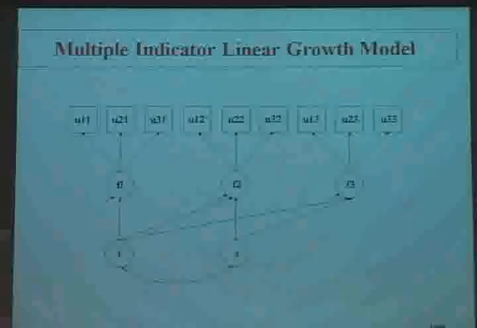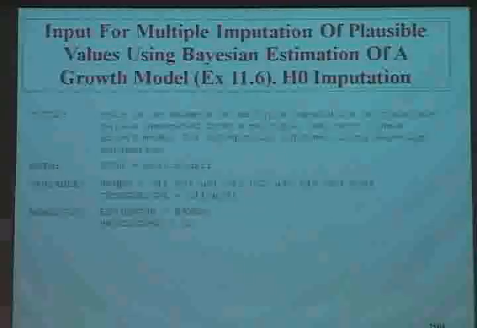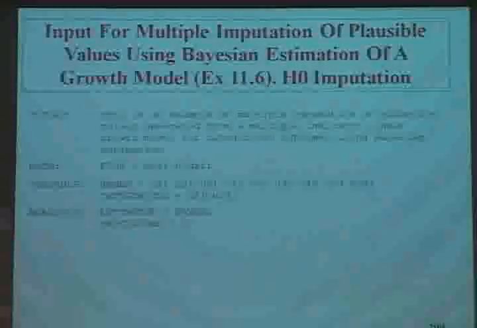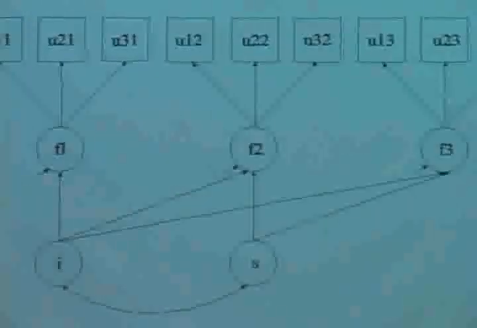Okay, so we're going to move to the next example, and that's an example of H0 imputation. And here we have a multiple time points growth model. That's the model here. I'm going to go through the input. You have the 9 categorical variables, these 9 variables. And we're going to do an H0 imputation, so we're going to have to write the model. This same model has to go into the input file.